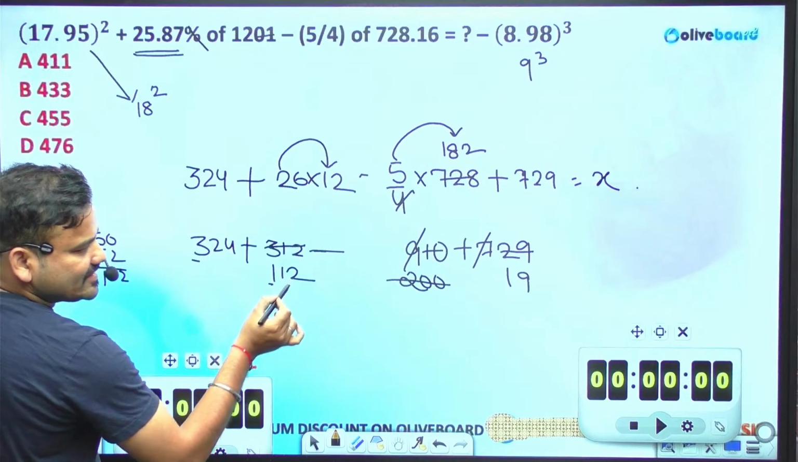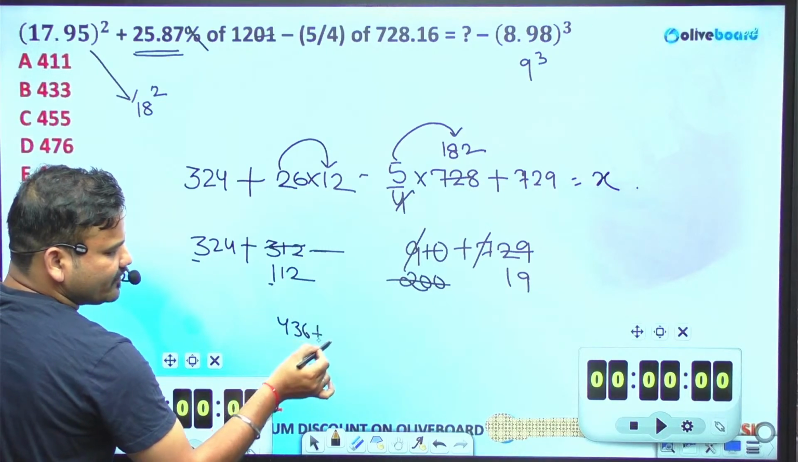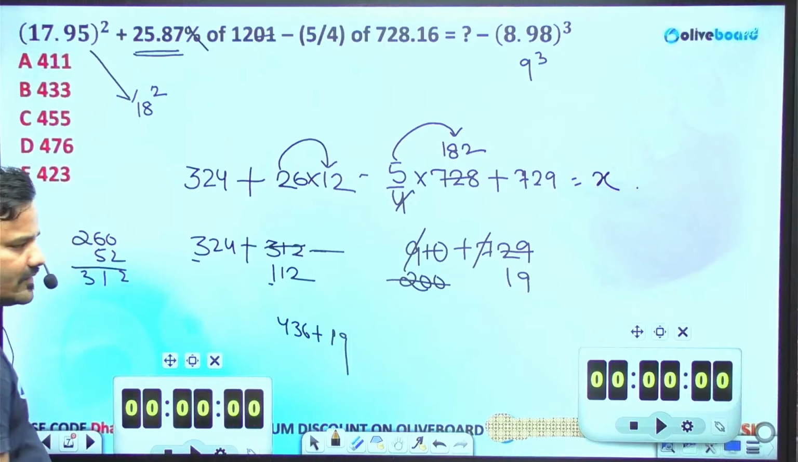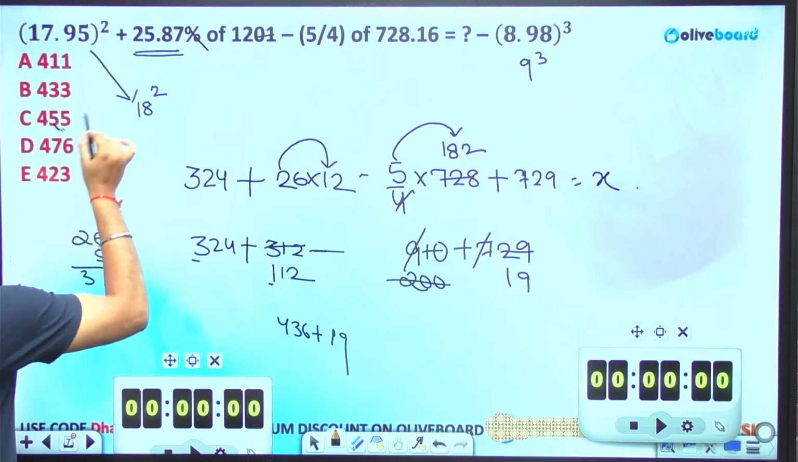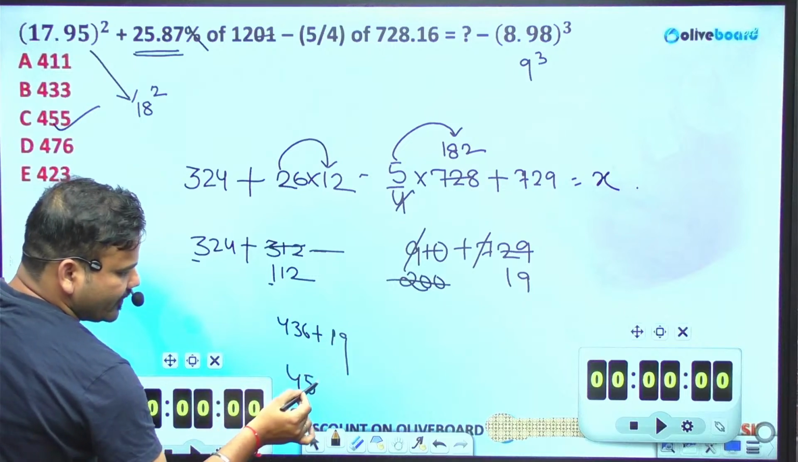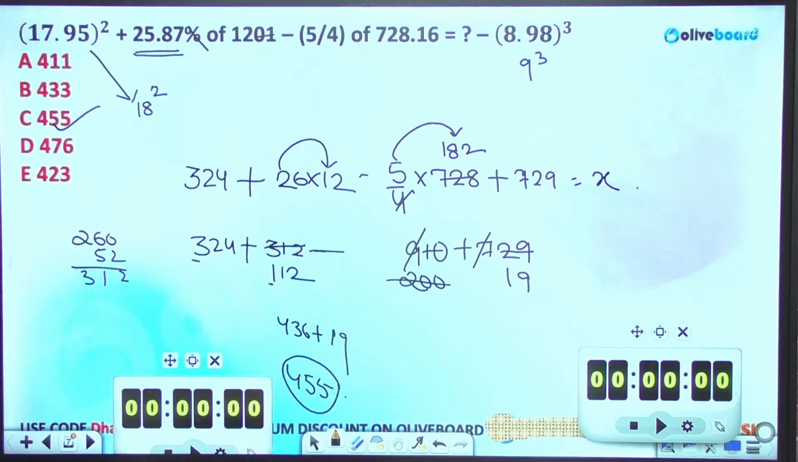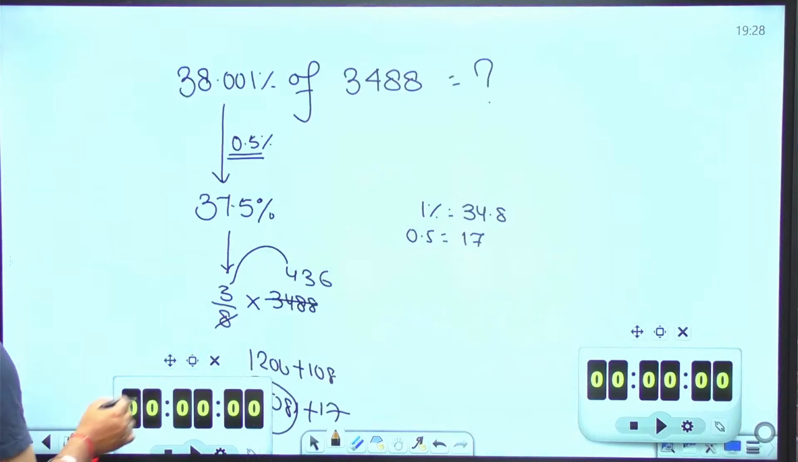400 plus 36, 436 plus 19. 436 plus 20 will be 456. So less than 456, that is equal to 455. So 455 is your answer. So 455 will be the answer of this question. Is it clear, Joshi ji? 436 will be the answer of this question. Now what about this?